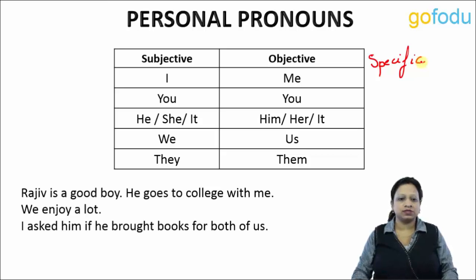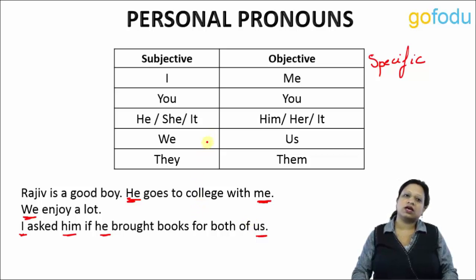Let's see some more examples. Ravi is a good boy. Ravi goes to college. Let's say if I don't have a pronoun over here, it would be "Ravi goes to college with me. We enjoy a lot." So usage of pronoun makes it "He goes to college with me. We enjoy a lot. I asked him if he brought books for both of us." Over here, the pronouns are he, me, we, I, him, he, us. All these are pronouns, and all of them are personal pronouns.